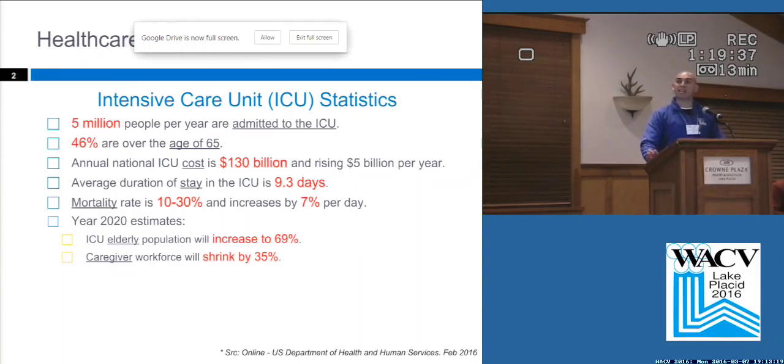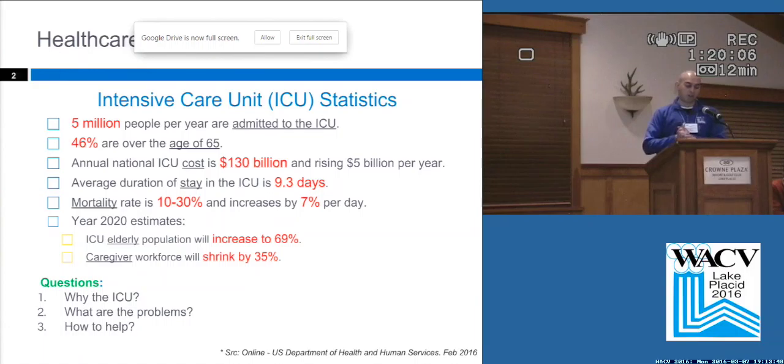Mortality rate, just by being accepted, is 10 to 30%, depending on your conditions. And it increases by 7% per day that you are in the ICU. So the longer you stay, the higher the risk. The 2020 estimates are that the elderly population, the ones that require the most resources, will increase by 69%, while the number of caretakers will decrease by 35%.